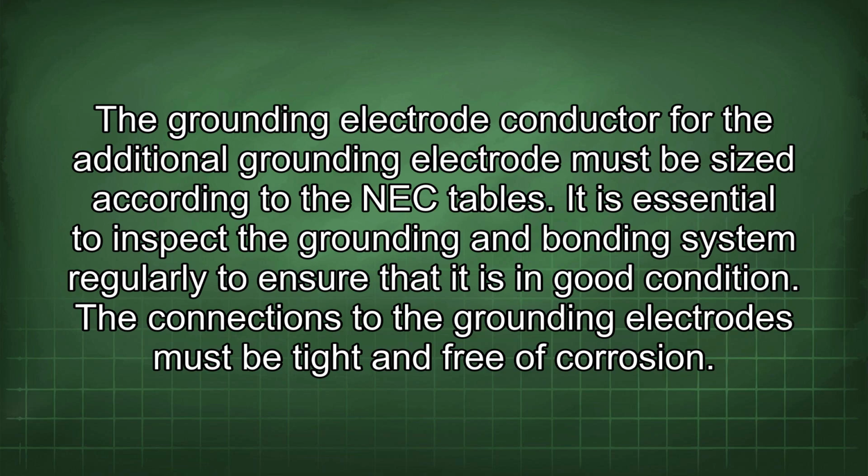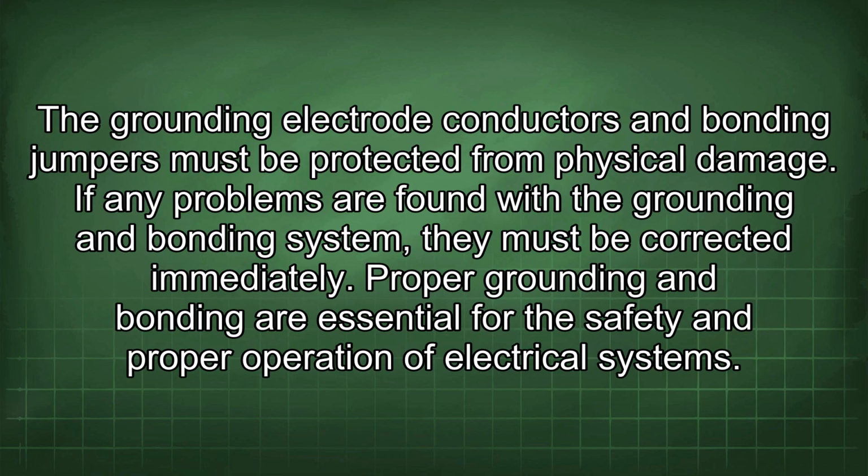It is essential to inspect the grounding and bonding system regularly to ensure that it is in good condition. The connections to the grounding electrodes must be tight and free of corrosion. The grounding electrode conductors and bonding jumpers must be protected from physical damage. If any problems are found with the grounding and bonding system, they must be corrected immediately.